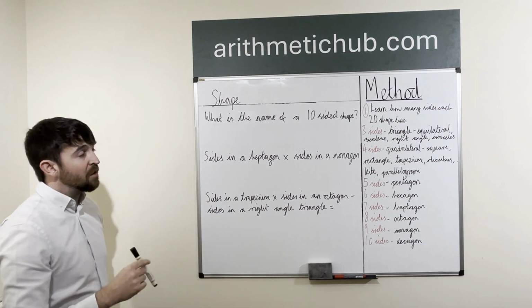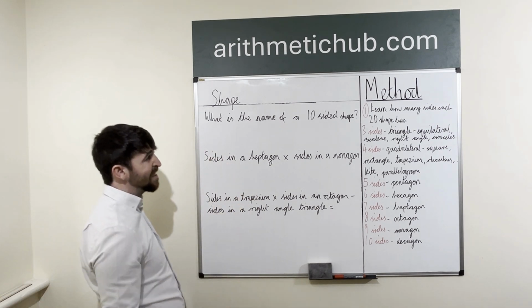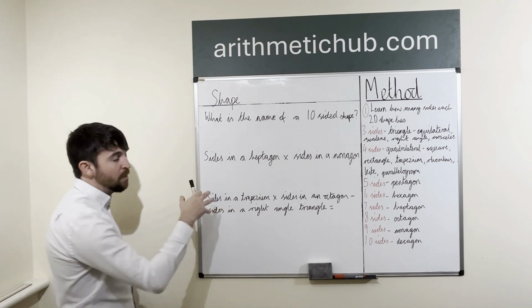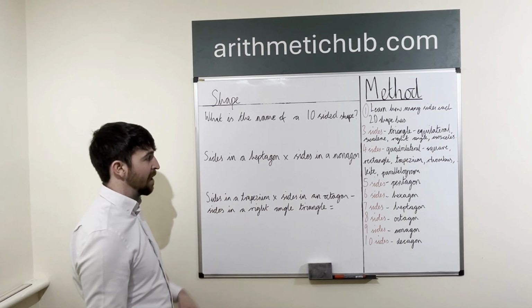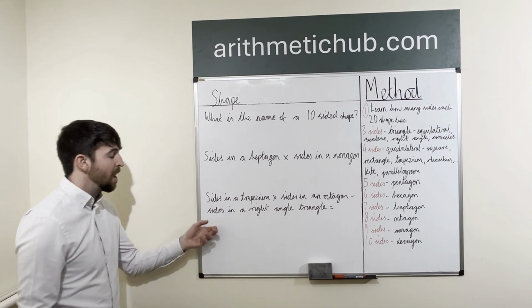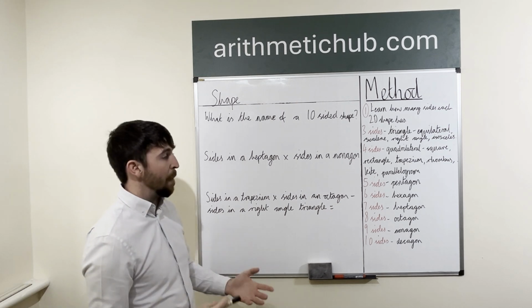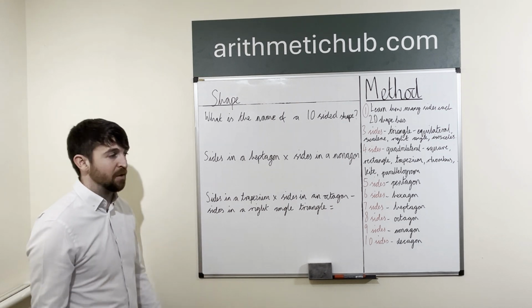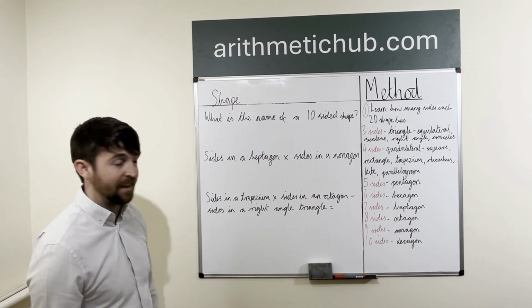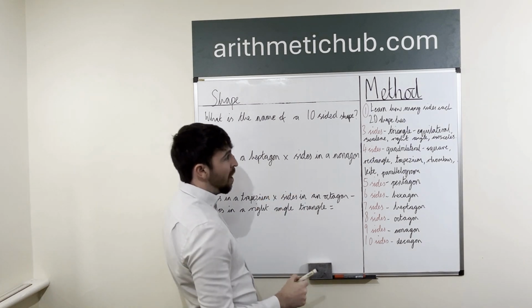So, to start with, we've got questions like this. What's the name of a 10-sided shape? Then we move on to multiplying and dividing, adding and subtracting with them. And finally, we end up where we're doing two steps in terms of a multiplication and an addition, maybe a multiplication and a subtraction, those kinds of things like that. So let's have a look at our method for this.